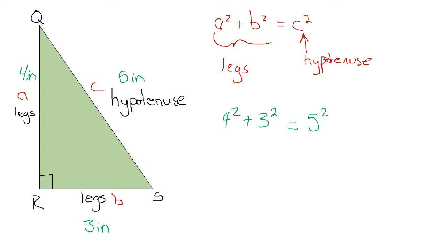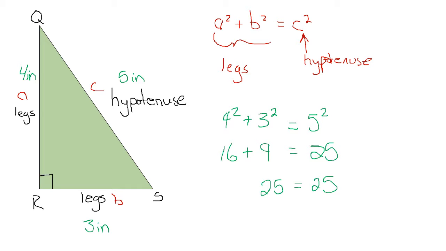Now let's see if this actually works here. 4 squared is what? You guys know? Somebody said it's 16. 3 squared is 9. 5 squared, 5 times 5, 25, right? 16 plus 9 is 25. Does 25 equal 25? Yeah. So with this right triangle, these sides show that this works in this right triangle.